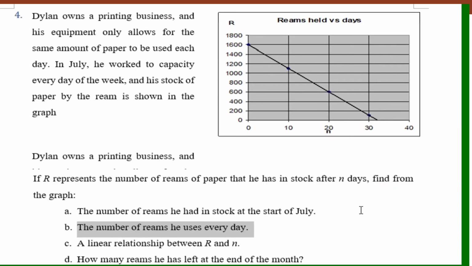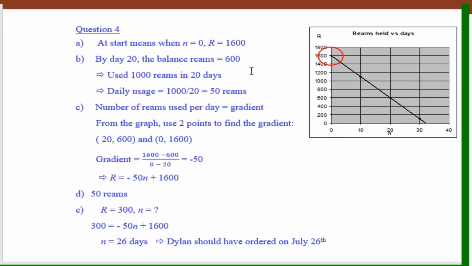The number of reams he uses every day, there is 2 ways to do it. You can straight away find the gradient. The number of reams he uses is the rate that the reams is finishing every day. Rate is gradient. So either you can do it this way as per my slide, or you straight away find your gradient. Take 2 points that are very obvious, find the gradient. I would take 1,600, that'd be the easiest. And 2,600 because it's exact points. Find the gradient, you will get 50. Negative 50 of course, but you can say daily 50 reams finish.